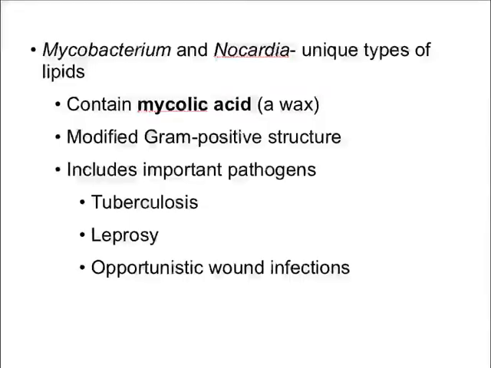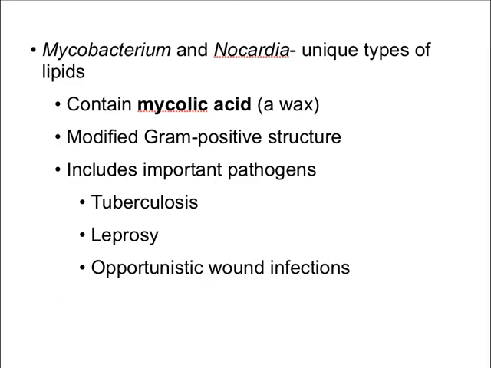Another non-typical cell wall is seen in Mycobacterium and Nocardia. They have unique types of lipids in these cell walls. Both of these contain peptidoglycan and they stain gram-positive, but the cell wall is actually composed of long-chain fatty acids, unique types of lipids.